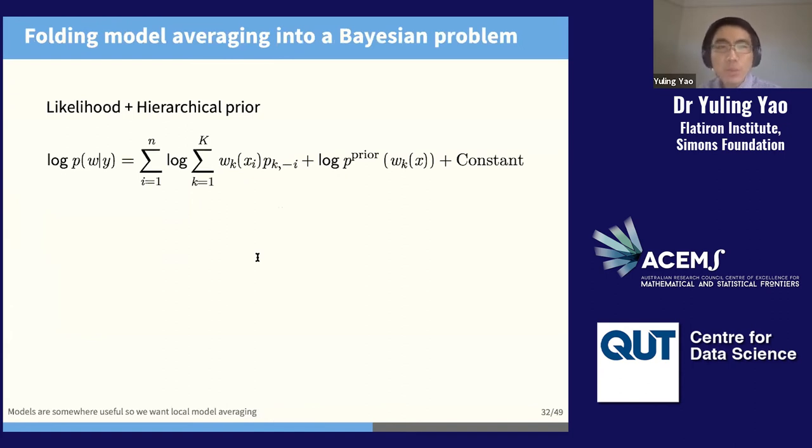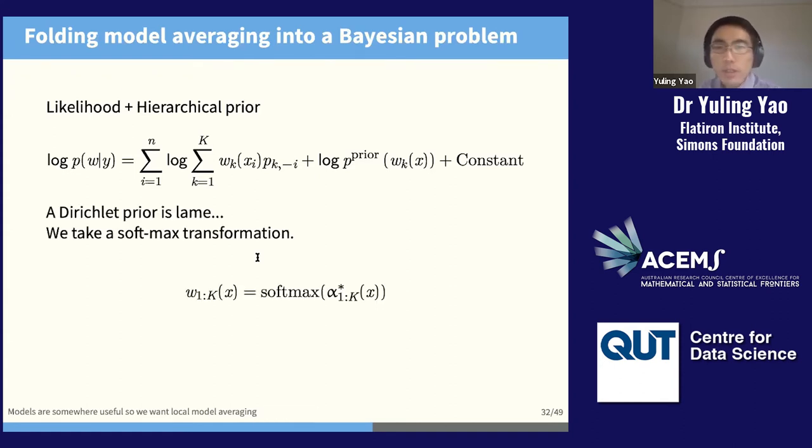And what we want to do here is some partial pooling. On one hand, we want these model weights to change on x. On the other hand, we want different x to talk with each other and have some partial pooling. It's of course trivial to do that in Bayesian inference, because we can just put a hierarchical prior on wkx. We can just use a Dirichlet prior, because wkx is a simplex, but a Dirichlet prior is not flexible enough. So we actually take a softmax transformation that transforms this simplex into unconstrained space. We call it alpha 1 to k of x.